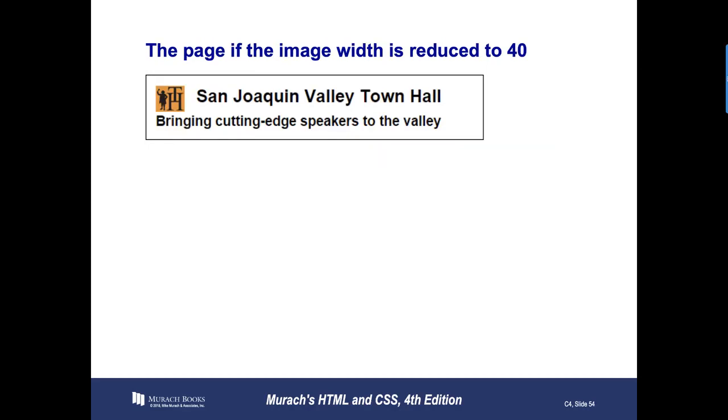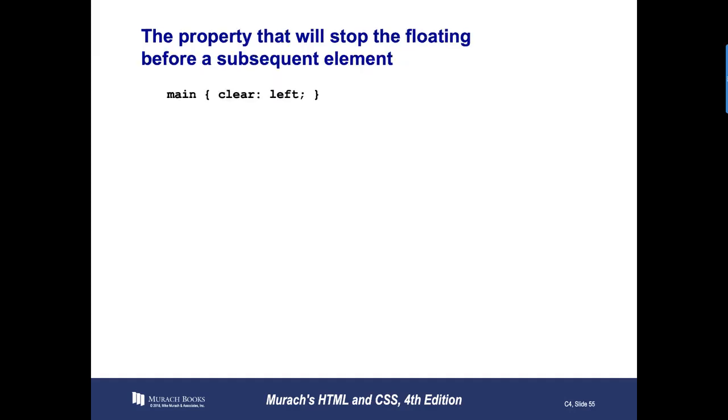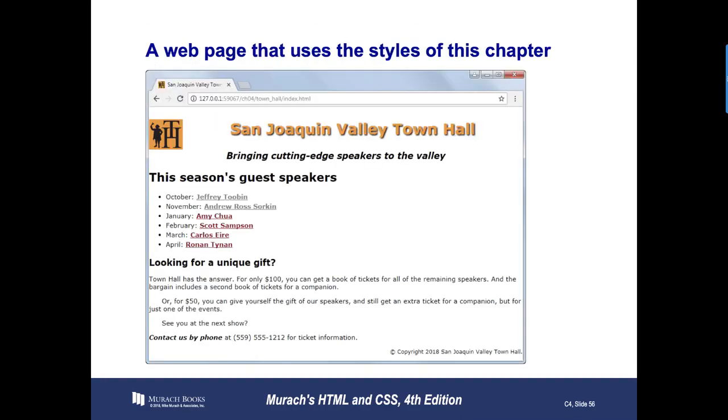So that's what happens. If we make the image a little smaller, you can see here that the text doesn't clear that image, right? The property that will stop the floating before a subsequent element is clear left, right? We'll do more on clear over the next couple of weeks.